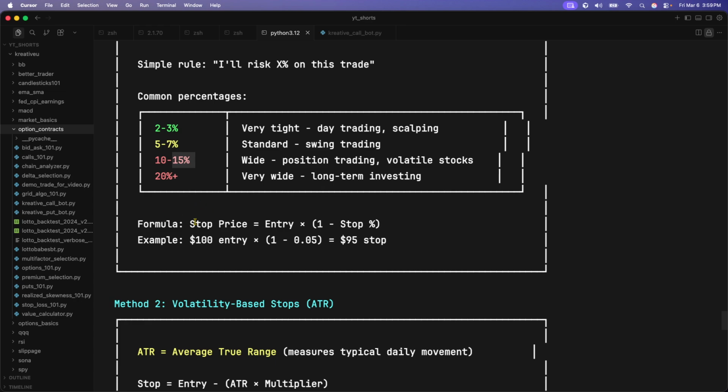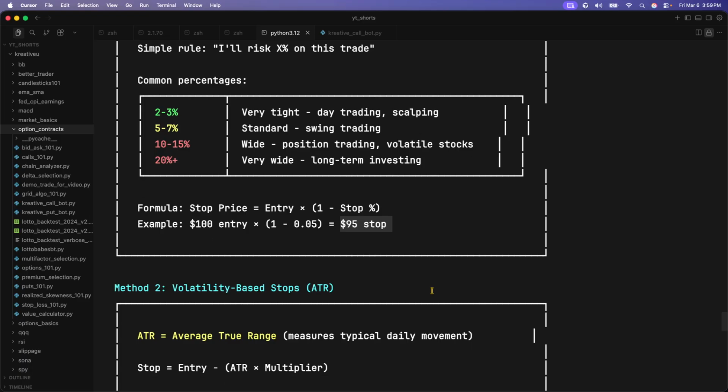So formula, if you want to put this in an algo using Python, is stop price equals the entry times open parentheses 1 minus the stop percentage, then close parentheses. An example would be the entry, which is $100, multiplied by 1 minus 0.05, which is a 5% stop loss. We're getting out at 95 if it stops based on that.